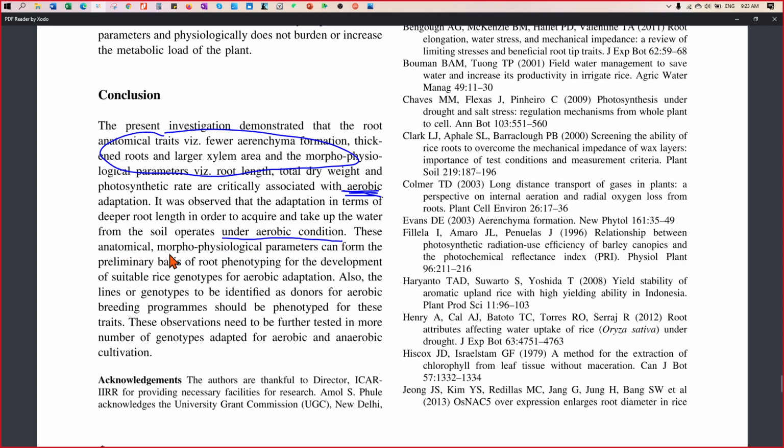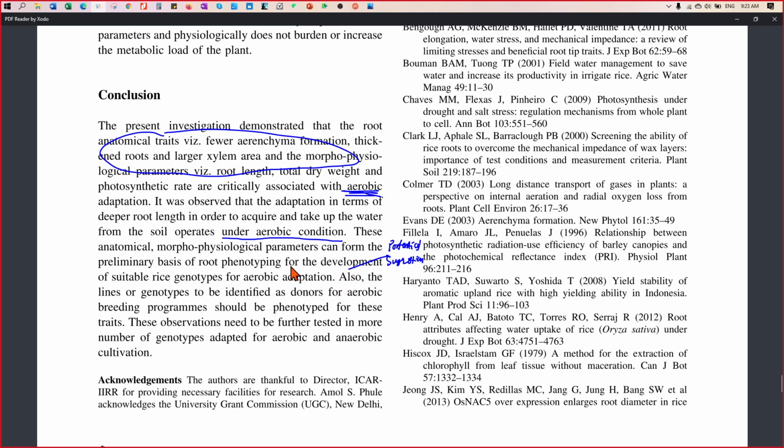This anatomical and morphophysiological parameter can form the preliminary basis of root phenotyping for the development of suitable rice genotype for aerobic adaptation. So they are giving potential, and also they are giving the suggestion. So this is what it should be. They're doing it the right way here, in the conclusion.